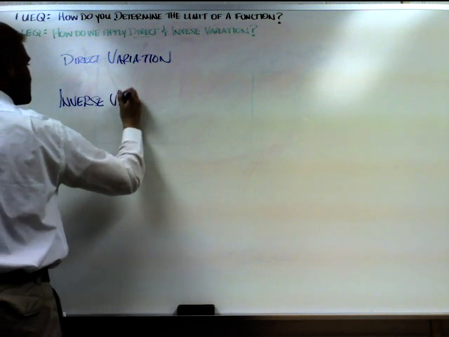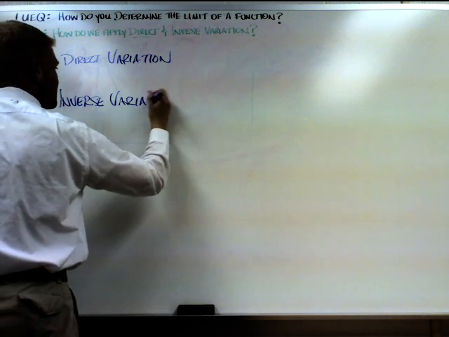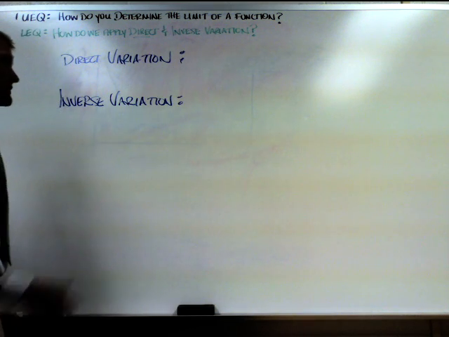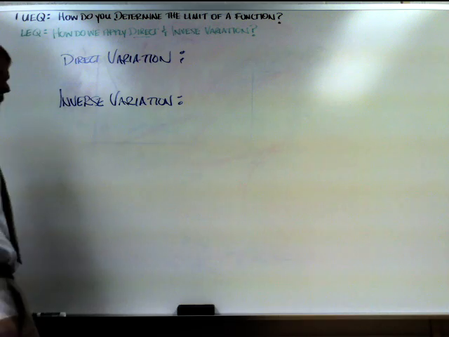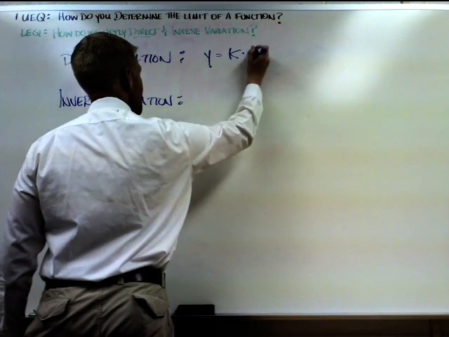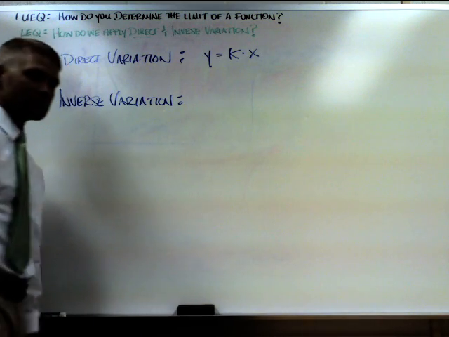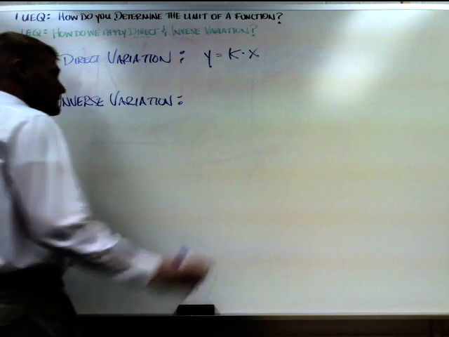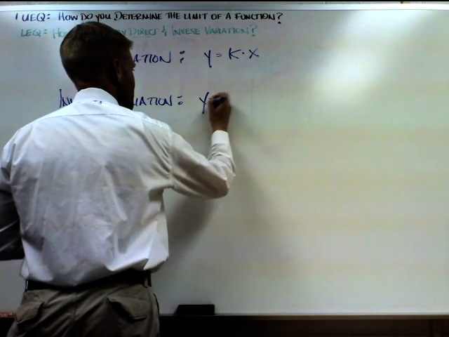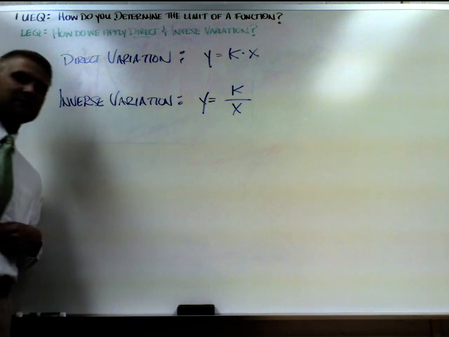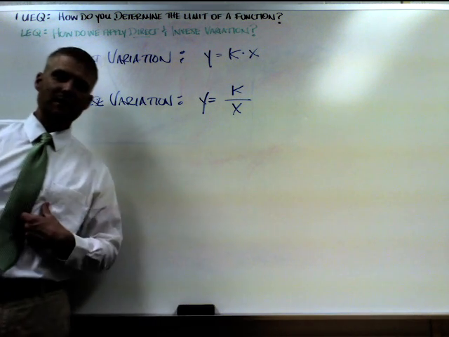They each have an equation. Direct variation is an example of a linear function. Say something like y equals k times x, where k is your constant of variation. Label that in your toolkit. Inverse variation, you'll notice, is y equals k divided by x. K is still that constant of variation, except now we're dividing it by the x value.